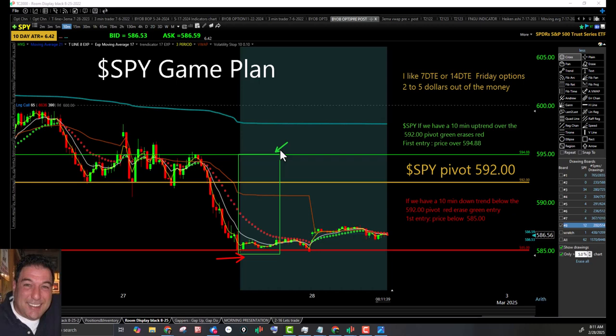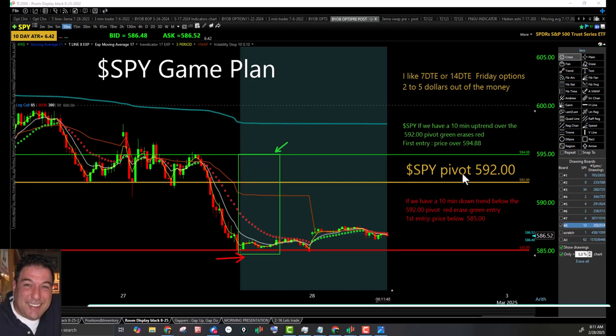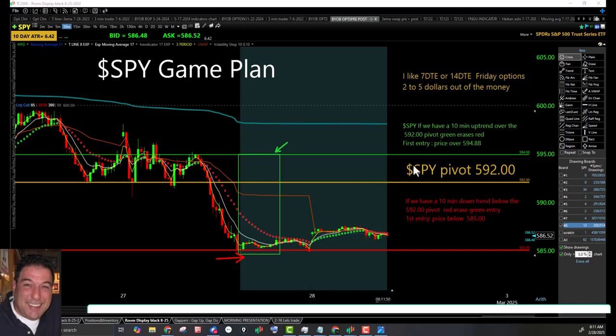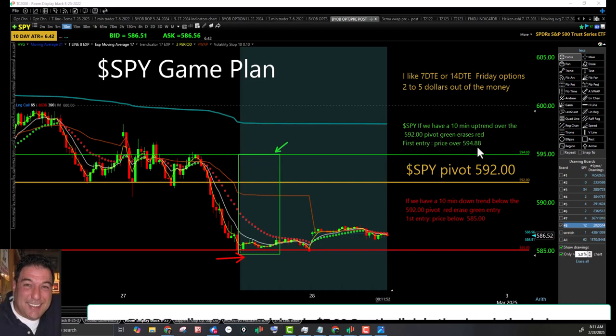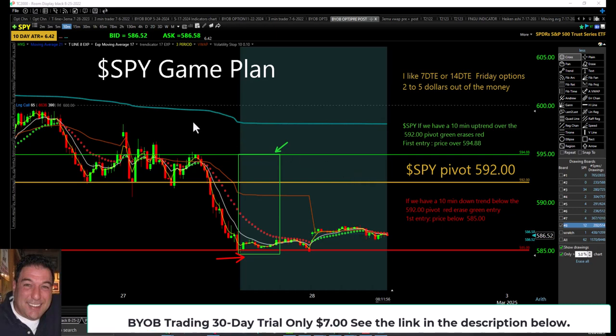Okay, so bullish entry, bearish entry. All right. Below 592, I want to play downtrends. All right. Underneath 592 and over 594.88, I want to play uptrends up here. Okay, so there's the game plan for today. All right, QQQ's got a game plan as well. Let's take a look at that one.